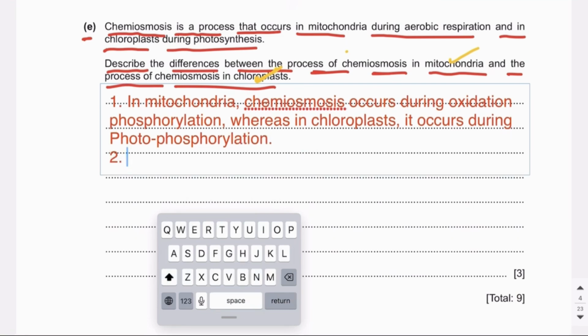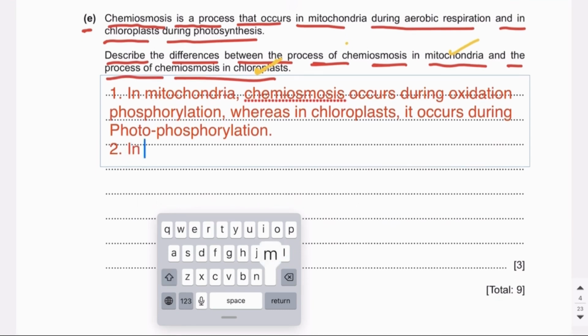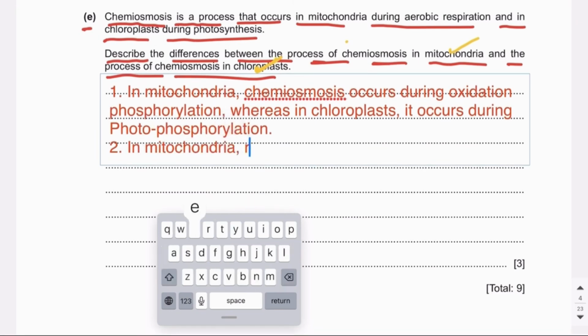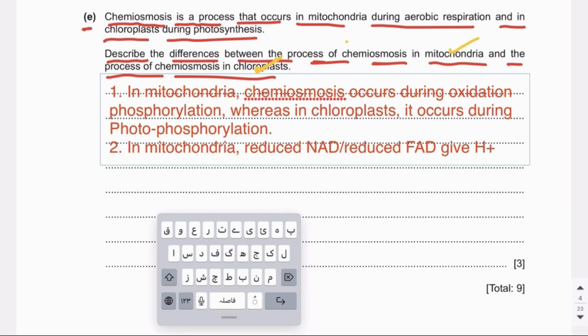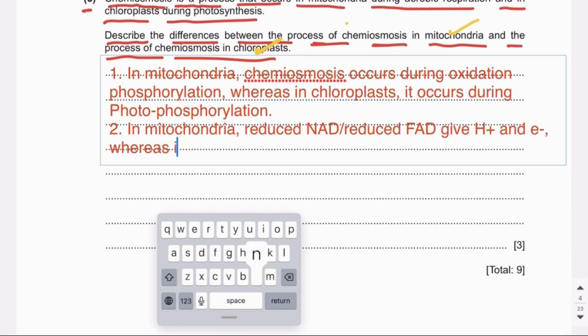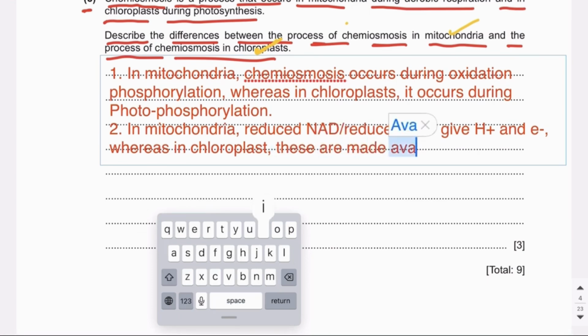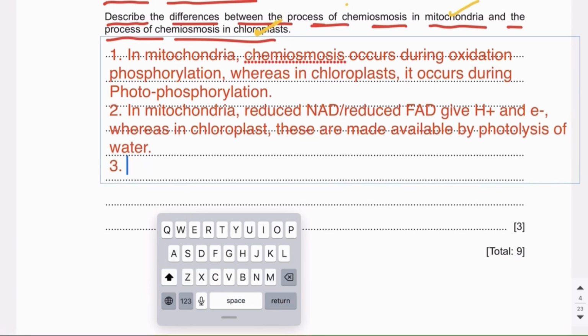The second difference is that in mitochondria, reduced NAD slash reduced FAD give protons and electrons, whereas in chloroplasts, these are made available or provided by photolysis of water, right? And what else can we write?